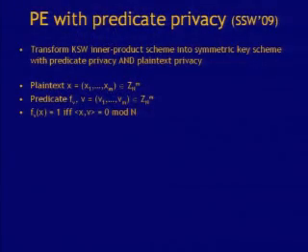Okay, so in our work, we construct a predicate encryption scheme with predicate privacy. We do this by transforming the inner product scheme of Katz, Sahai, and Waters into a symmetric key scheme that has not only plaintext privacy, but also predicate privacy. So, here's what the scheme looks like.